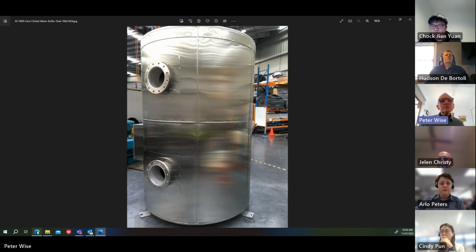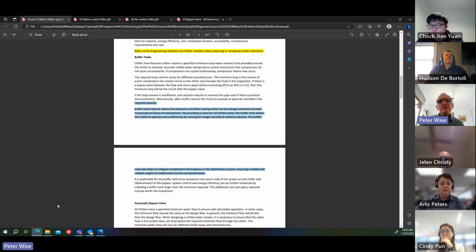It's preferable to locate the buffer tank on the return side of the system on the chiller side of the bypass. So upstream of the chiller, downstream of the bypass.